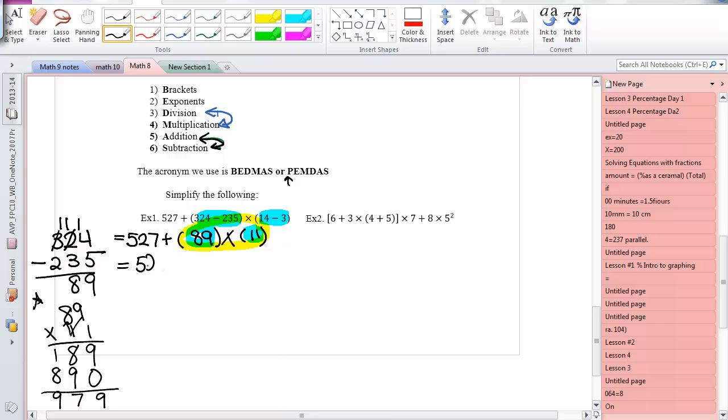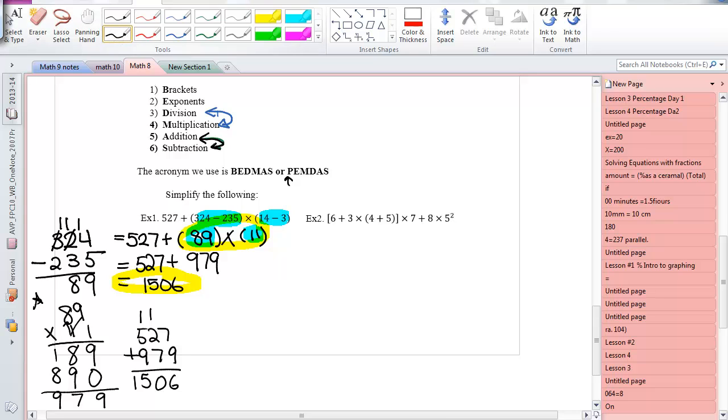Even though I haven't manipulated my 527, I'm going to write him back down. My plus sign is still there, and I have 979. And then I'm going to add him together. So I have 527 plus 979. And if I add these together, I get 7 plus 9 is 16, and I carry the 1. And 1 plus 2 is 3, plus 7 is 10. I carry the 1. And then I have 1 plus 5 is 6, plus 9 is 15. So this is equal to 1,506. And this is my answer.